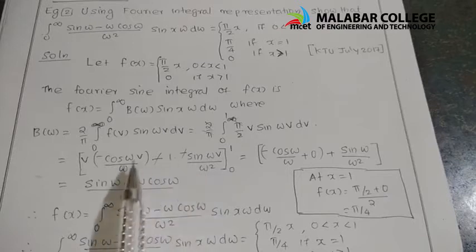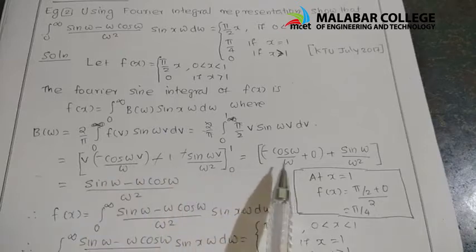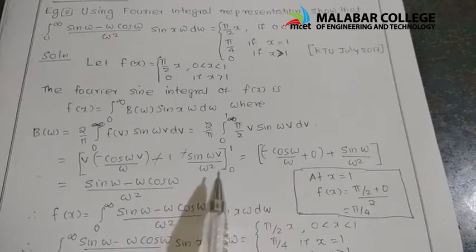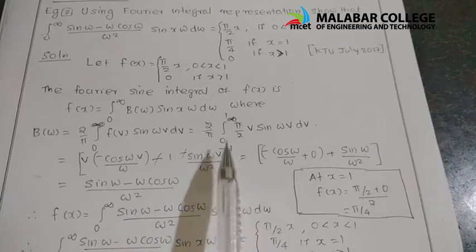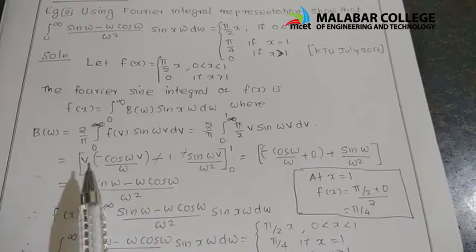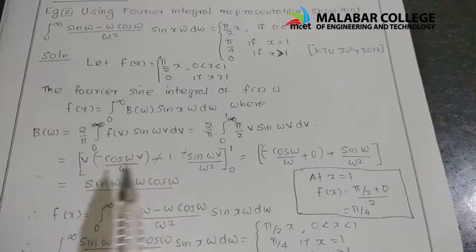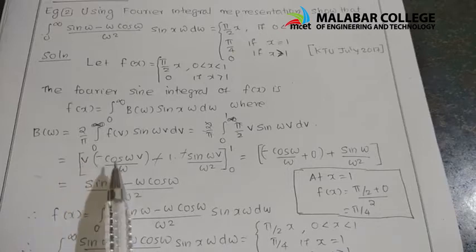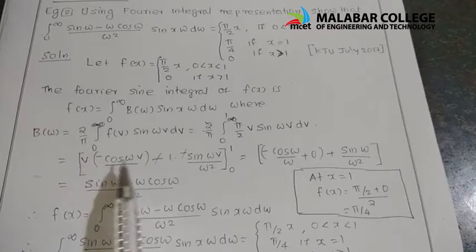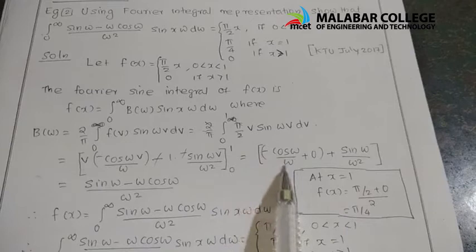You remember that when omega v is integrated, first we get division by omega, second we get division by omega square, third we get division by omega cube, etc. Like that we get, and we have to apply the limit from 0 to 1. In the first term, I substitute 1 in place of v. I will get 1 into minus cos omega into 1, which is minus cos omega by omega.